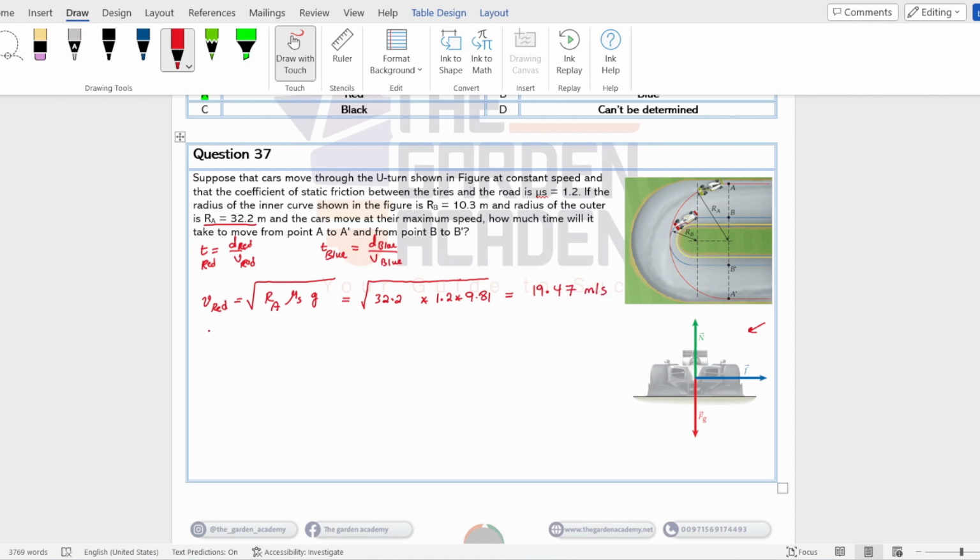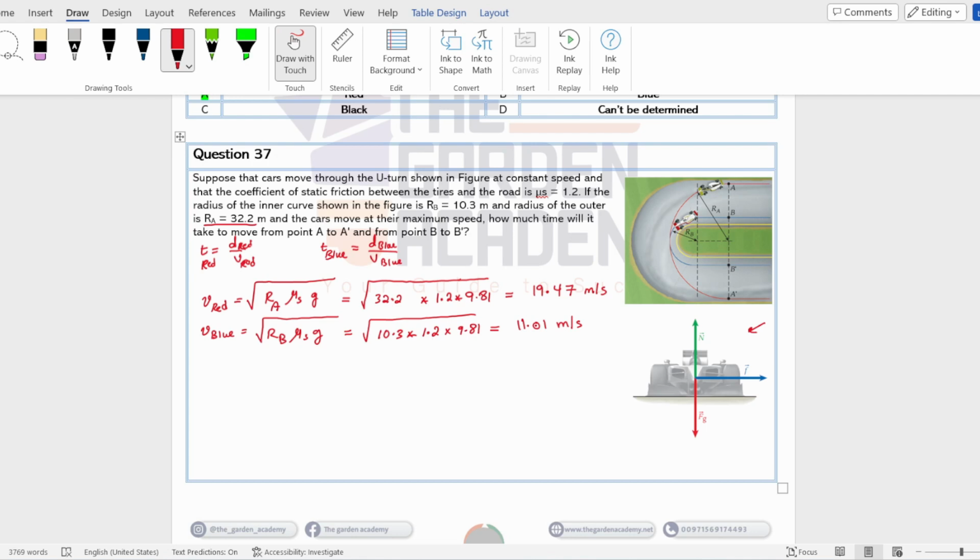What about the velocity of the car in the blue path? It will equal the same equation. Now we will substitute R sub B for the blue track, mu_s times g. And this is equal to the square root of, now this is equal to 10.3, this is RB, multiplied by 1.2, the coefficient of static friction, multiplied by 9.8, the gravitational acceleration, and this will give us 11.01 meters per second.